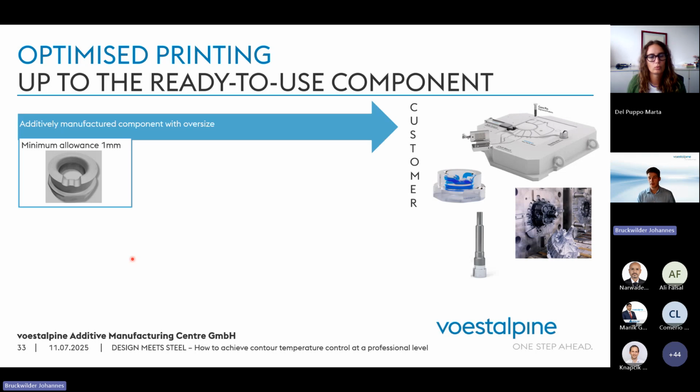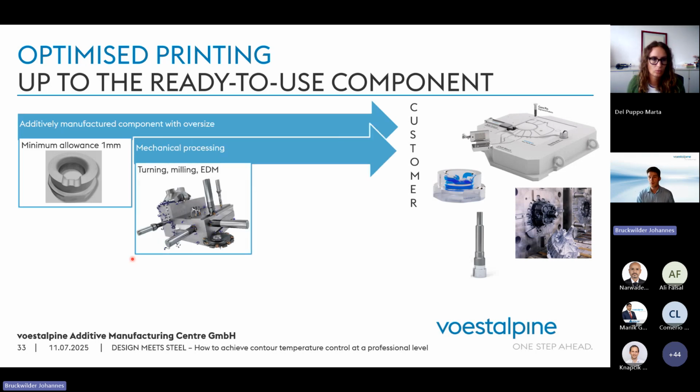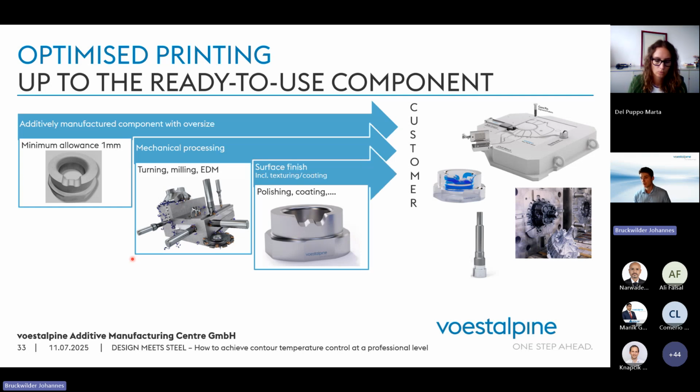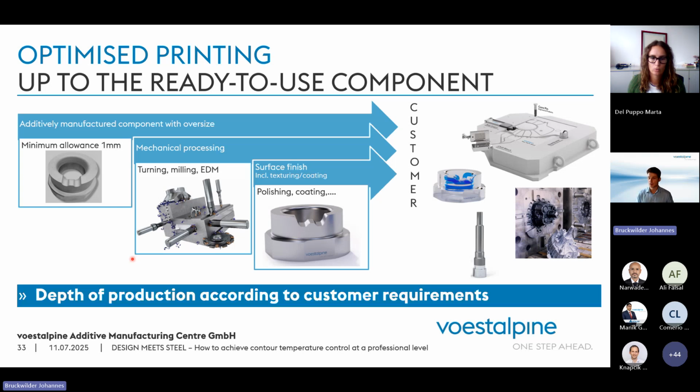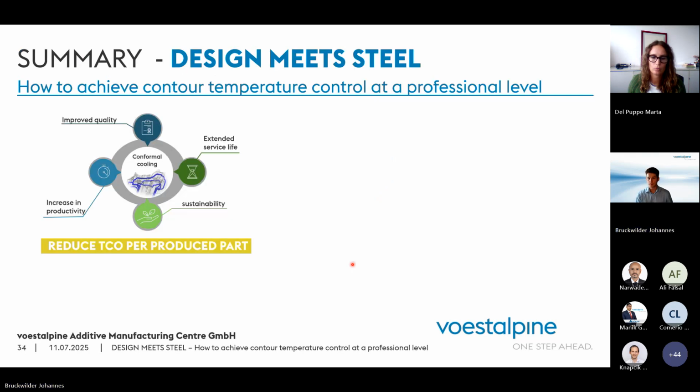Afterwards, we have the printing. We have an offset of 1 millimeter for our materials. They need to be reworked afterwards, so turning, milling, EDM, whatever needs to be done. We can even do polishing and coating, and also texturing of some parts if you need it. We have a production depth according to your requirements. Whatever you want, a part with offset that you rework or the ready-to-use part, we can offer this solution to you.